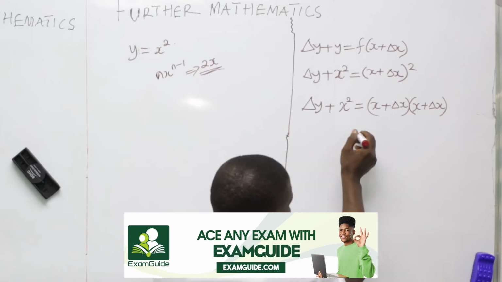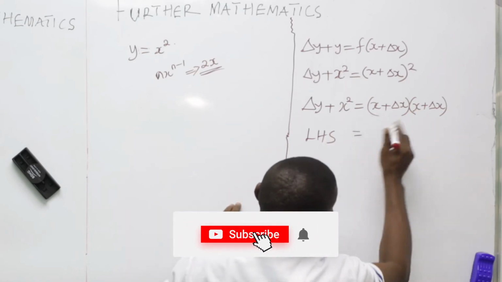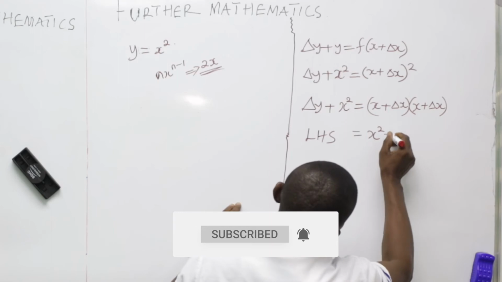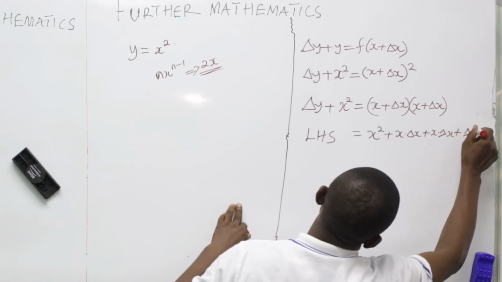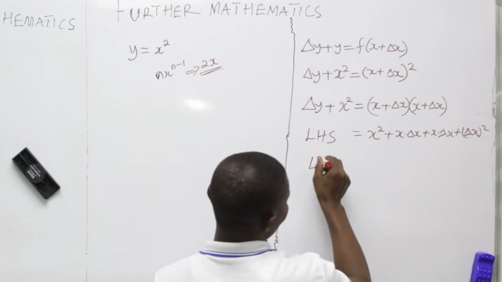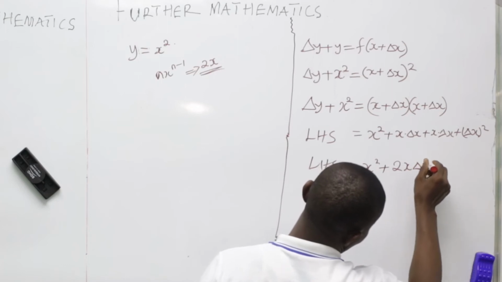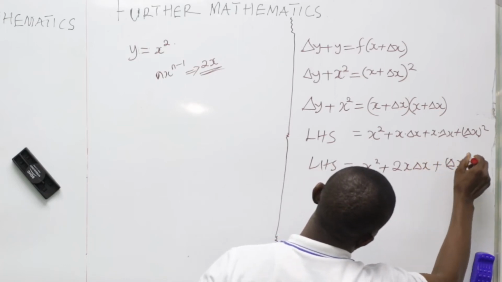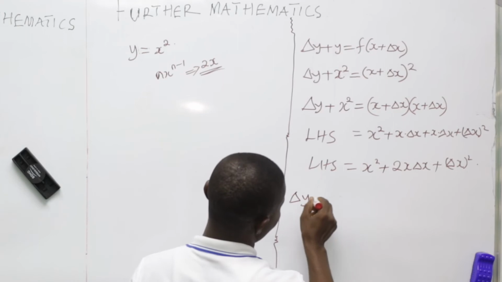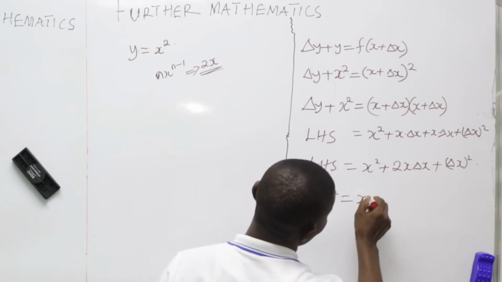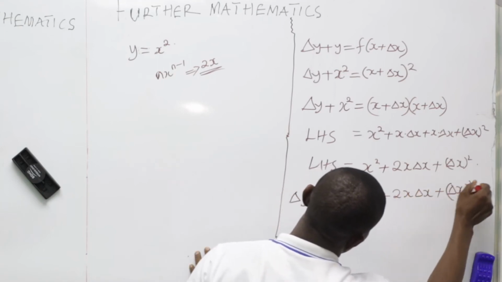Now, let us still leave our left-hand side, believing that left-hand side equals this. This term is s squared, okay? Plus s times change in s plus s times change in s plus change in s all squared. Right-hand side equals s squared plus 2s change in s plus change in s all squared. Good. Now, bringing down the value of the left-hand side, that is change in y plus s squared equals s squared plus 2s change in s plus change in s all squared.